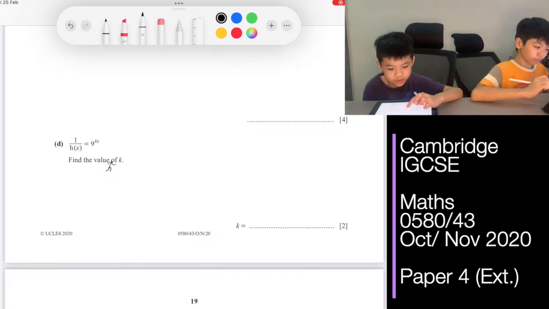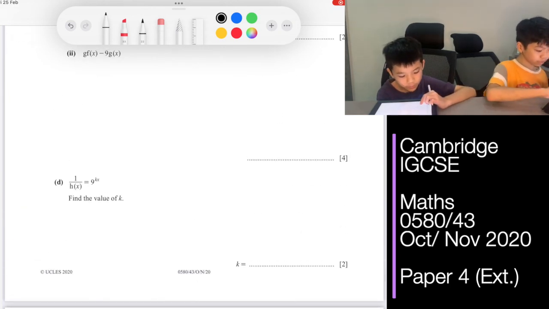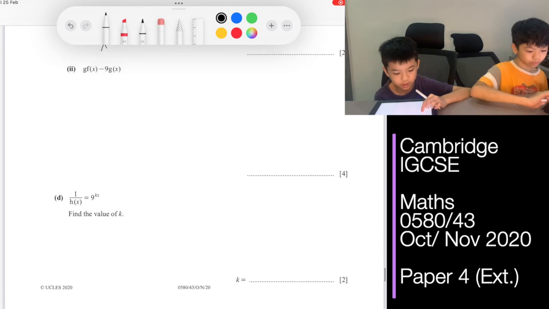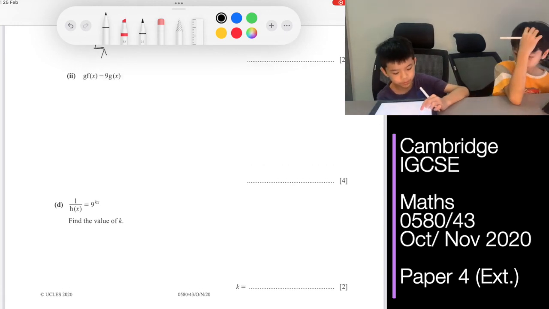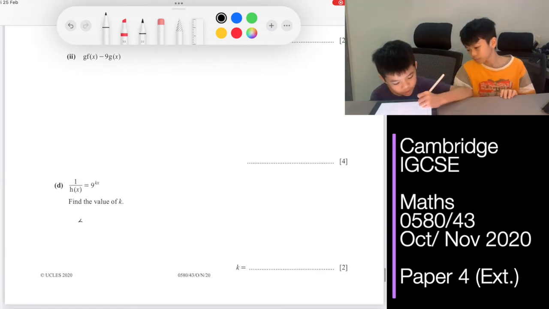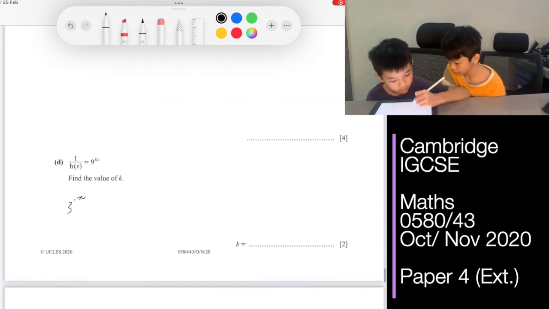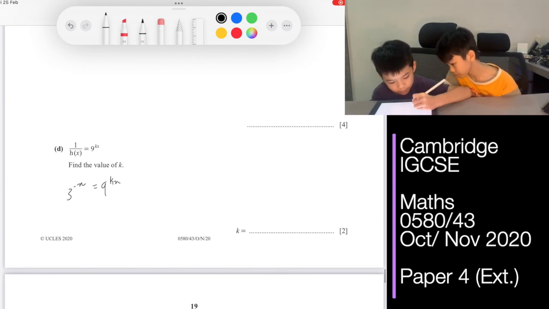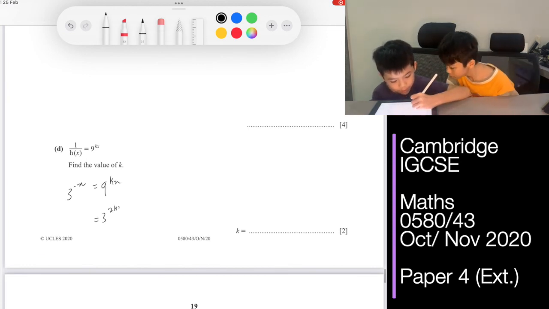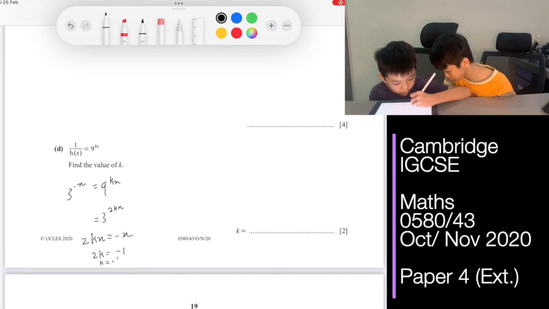Okay, question d, 10d, not 9d. 1 over h(x) equals g(kx). Find the value of k. So h(x) is 3 to the power of negative x equals 9 to the power of kx, which is 3 to the power of 2kx. 2kx equals negative x. 2k equals negative 1, k equals negative 1 half.